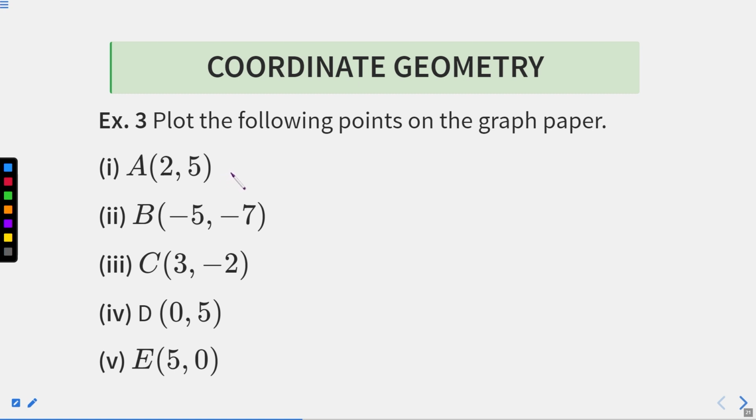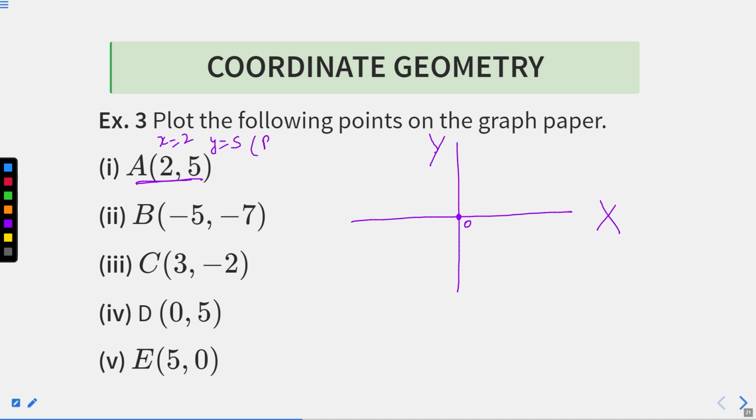Now we have to plot the points. So let's plot one by one. First, we draw the x and y axis. Here's our starting point, the 0 or the origin. Clear? Now to plot A, we know x is equal to 2 and y is equal to 5.